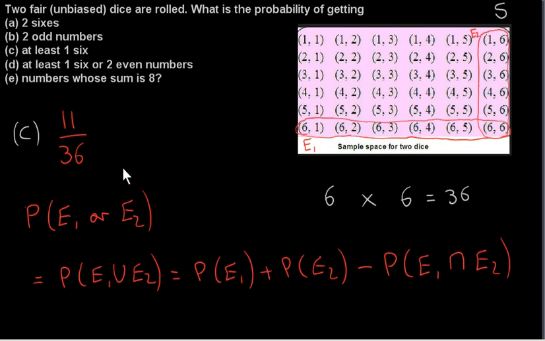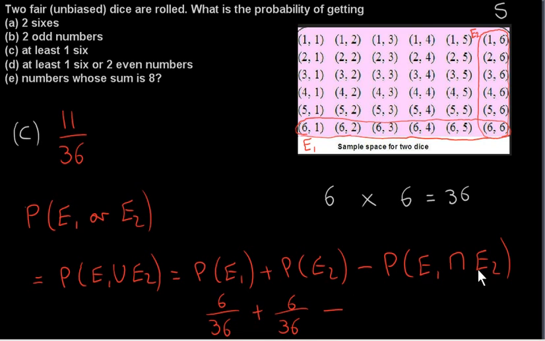You can see it's just much easier to count the required outcomes from the sample space. But anyway, I want to go through this. The probability of event E1 is the number of elements in E1, which is 6, over the total number of elements in the sample space, which is 36. Event E2, the probability of event E2 is the number of elements in E2, which is 6. We put this over the total, 36.